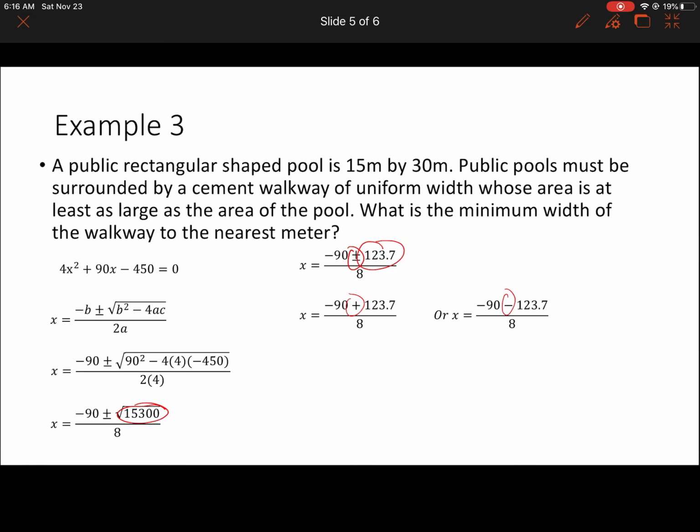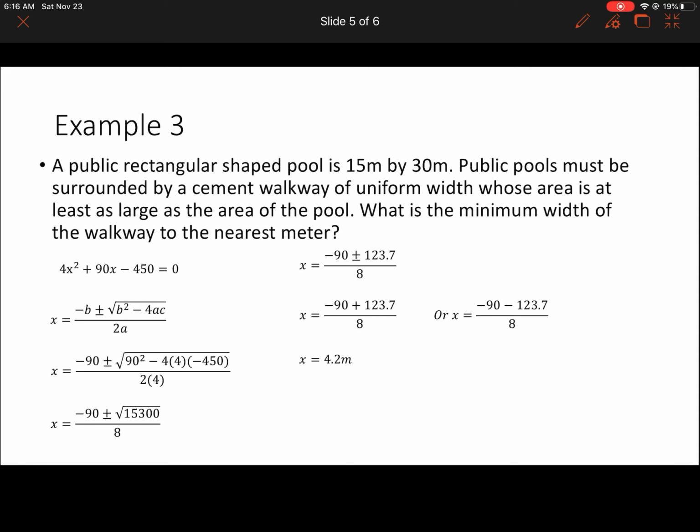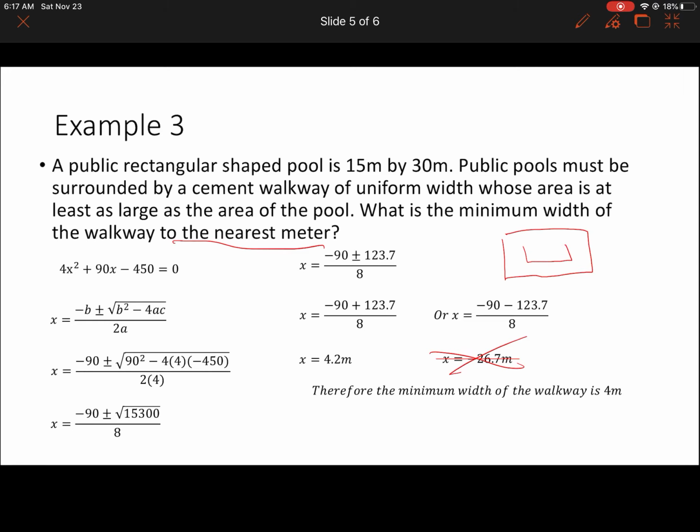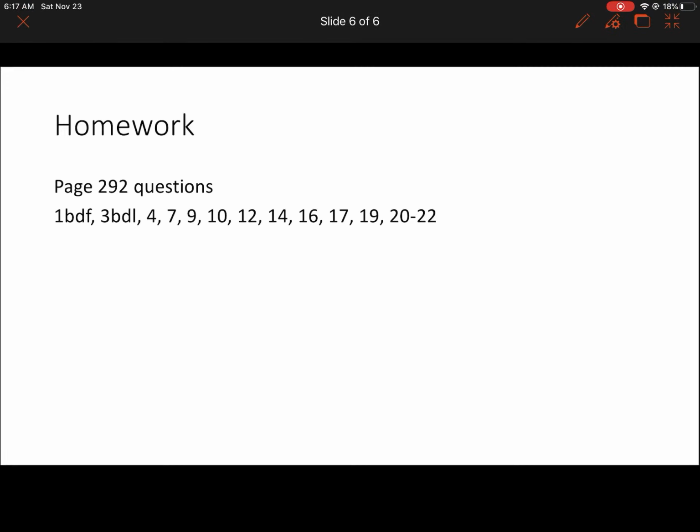And what do we end up getting? 2 possible answers. Right? This plus becomes, it's all the same, except now we have 2 values, plus or minus. And we pump that into a calculator. It's either 4.2 meters or negative 26. Can't be that, because it's negative. Therefore, the minimum width of the walkway is 4 meters. Why? The nearest meter. So we can have it 4 meters at 4.2 meters. The area of the pool, which was 450, will equal the area of the walkway. So here are the homework questions. I'll have them posted.